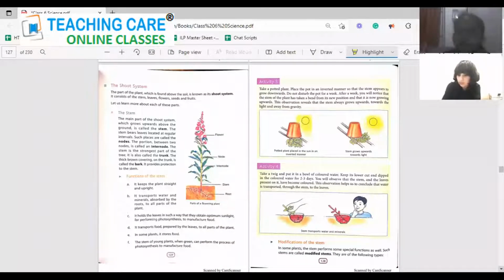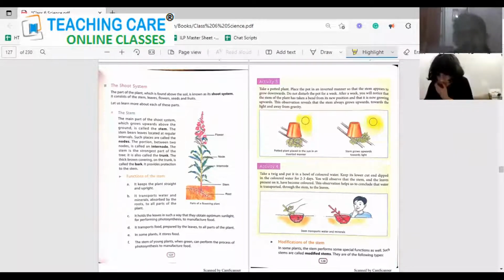Okay. The main part of the shoot system that grows upwards from the ground is called the stem. The stem bears the leaves and fruits at irregular or regular intervals. Those are the places from where the leaves arise. Such places are called nodes. The portion between two nodes is called the internode.